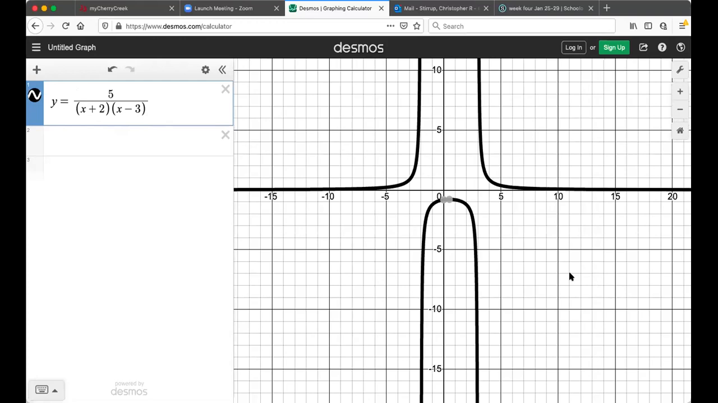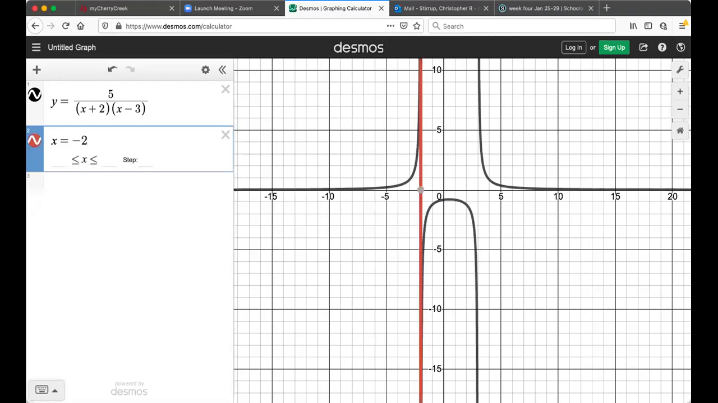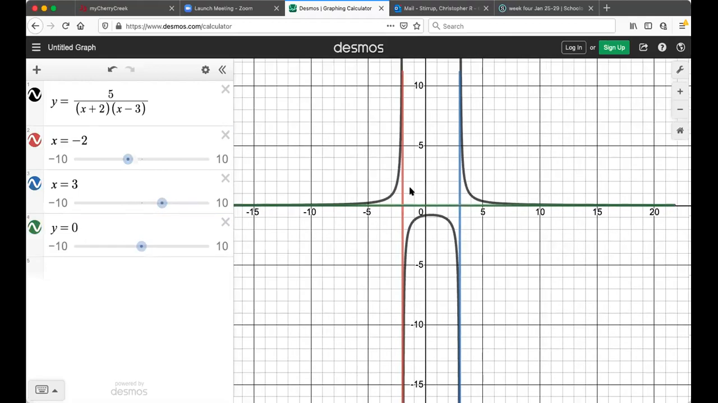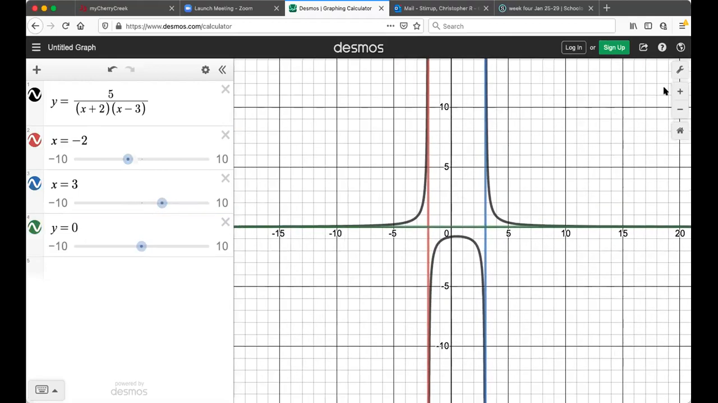Why does it work the way it's working? Any thoughts? Here, I'm going to add a little bit more to it. Let's make this x equals -2. I'm going to make this one x equals +3. And then I'm going to go y equals 0. So let's see if I can zoom in on this a little bit.